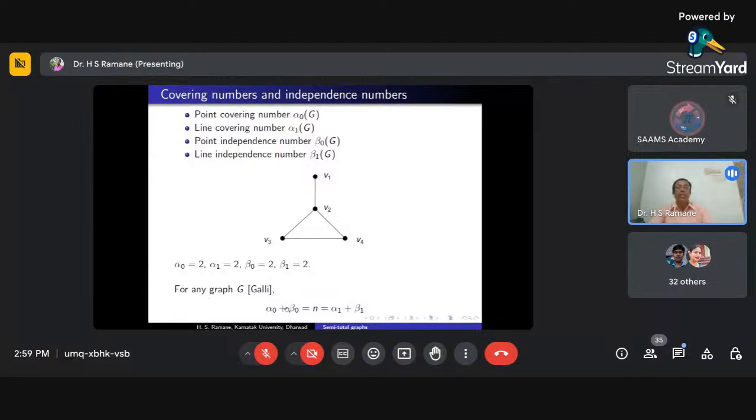And here is a known result given by Gallai. For any graph G with n points, alpha naught plus beta naught is equal to n, which is equal to alpha 1 plus beta 1. That is, the point covering number plus the point independence number is equal to n, which is equal to the line covering number plus the line independence number. This result was used by Sampath Kumar and his student to establish the covering numbers and independence numbers of the semi-total graphs.